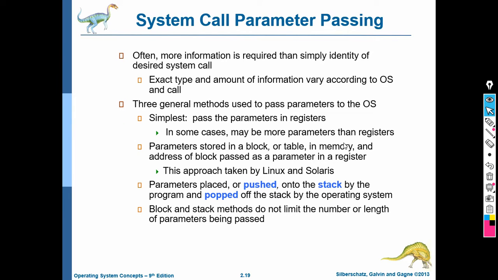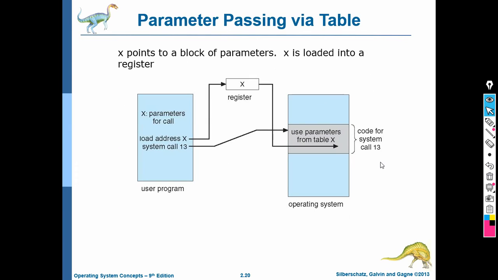Parameters can also be placed, or pushed, onto the stack by the program and popped off the stack by the operating system. Block and stack methods do not limit the number or length of the parameters being passed. One method is simply putting it in the register and the register address is sent. Another is pushing onto the stack, and then the stack address is passed.